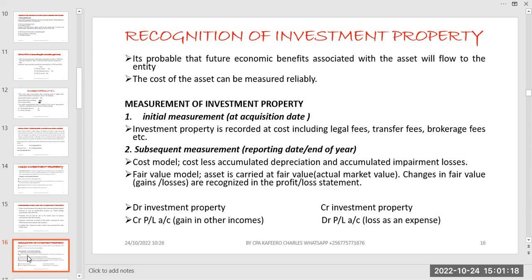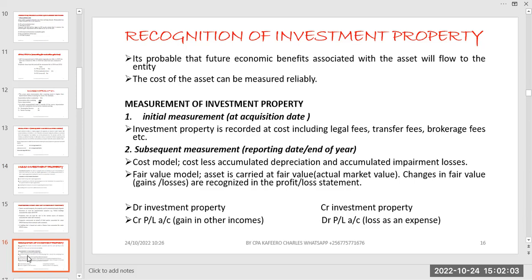We are saying that the recognition criteria is that it's probable that future economic benefits associated with the asset will flow to the entity. You should also be able to understand this: if someone says it's probable, it means its percentage is more than 50%. I'm not teaching probability, but the probability of something to occur is more than 50%. That's what we can call that asset, that it is probable that future economic benefits associated with the asset will flow to the entity.